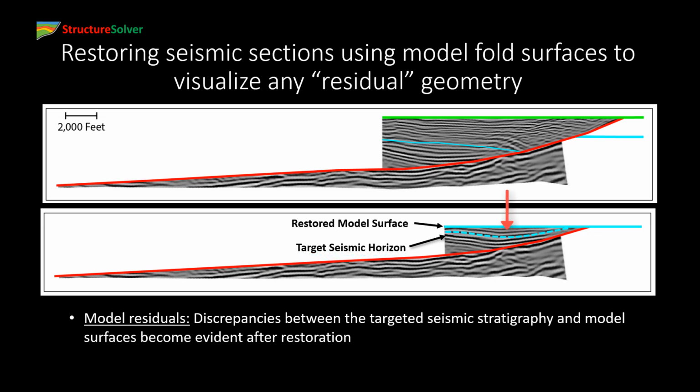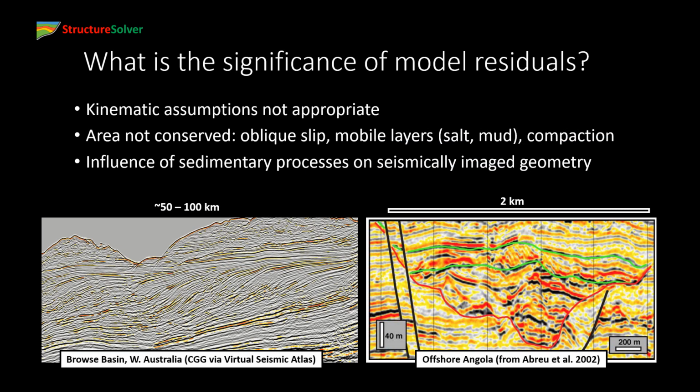So model residuals, or the discrepancies between the seismic stratigraphy and the fault bend fold model that we saw in this example, can be attributed to a number of factors. A primary concern is if any of the structural model assumptions were not appropriate for the given structure. A few common pitfalls include incorrect kinematic assumptions or the presence of mobile layers that would violate the area conservation assumptions in the kinematic models.